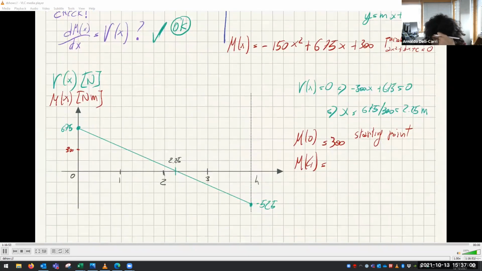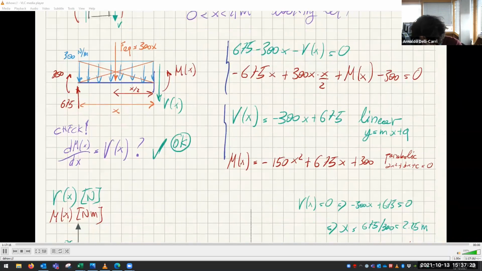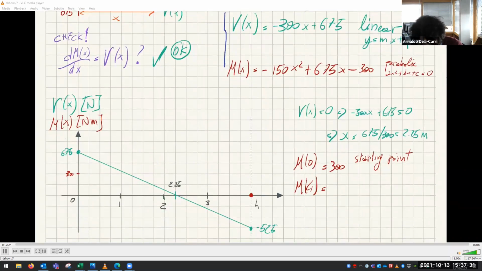Minus 150x squared. So 150 times 4 times 4. Okay, this is negative. Plus 675 times 4 plus 300. Is it possible? It should be minus 300. Oh, it's minus 300. Minus 300 here. So 300 minus 300 is 0. So I end up here. M of 4 is 0. This is the ending point.